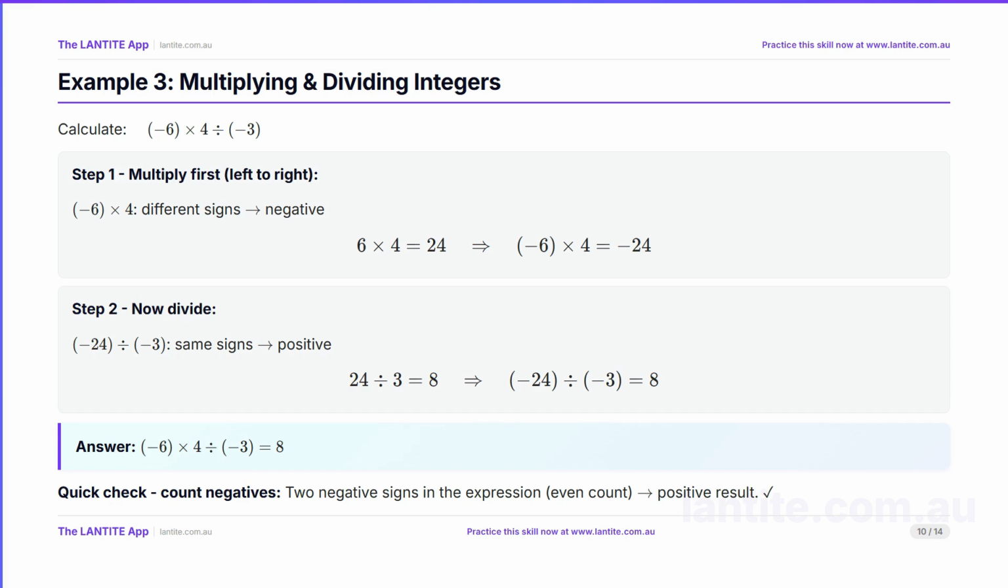Next, -24 divided by -3. Same signs, so the result is positive. 24 divided by 3 is 8. The answer is positive 8.